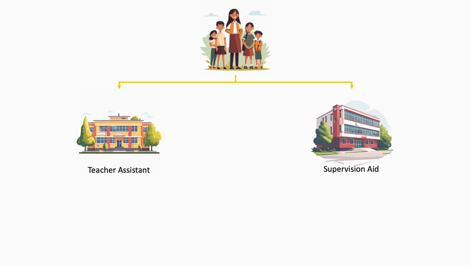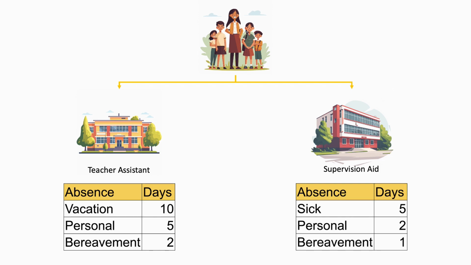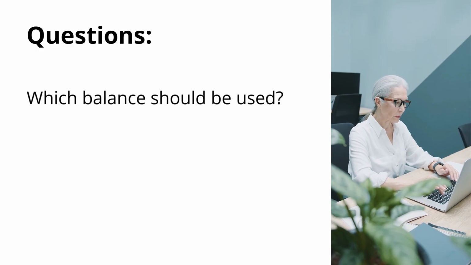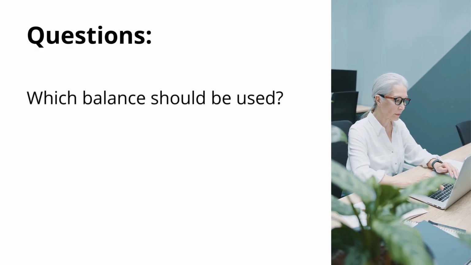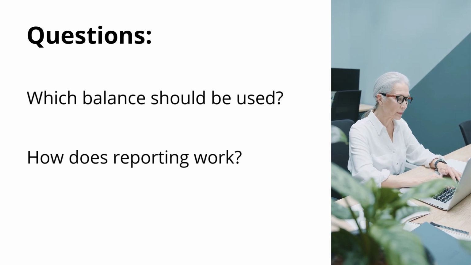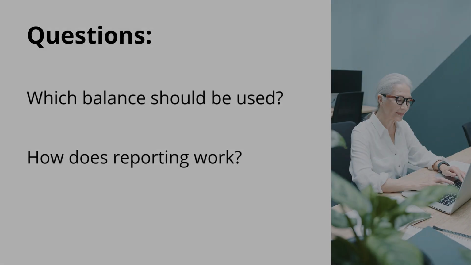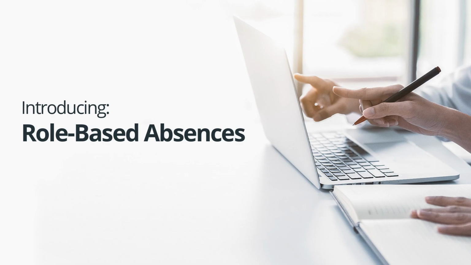Because the jobs are different, she has different attendance plans for each. As a teacher's assistant, she has 10 days vacation, 5 personal days, and 2 bereavement days. But as a supervision aide, she has 5 sick days, 2 personal days, and 1 bereavement day. Now, some questions come up if you need to report this. How does the system know what hours should be taken from which balance when there's an absence? And how do you report on which absence has been taken from which job if everything is saved at the employee level? Well, to answer these questions, Sparkrock 365 has introduced the optional role-based absence feature.